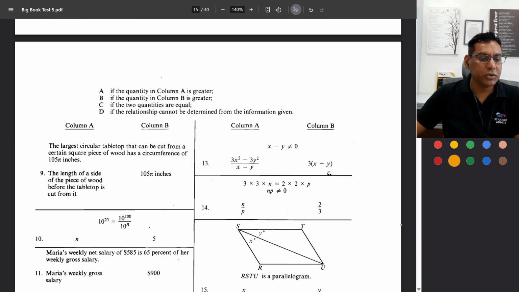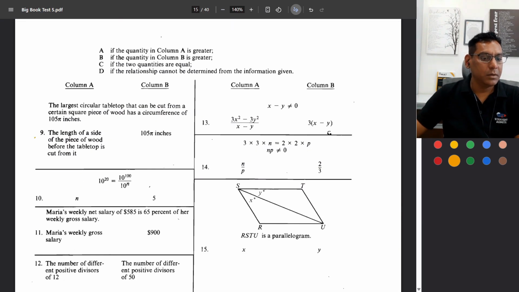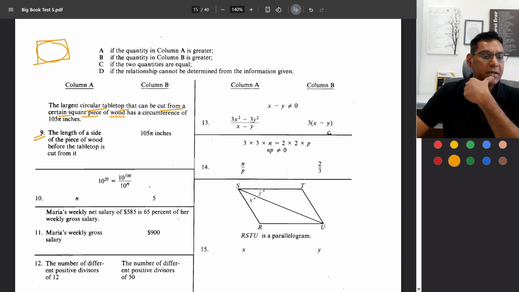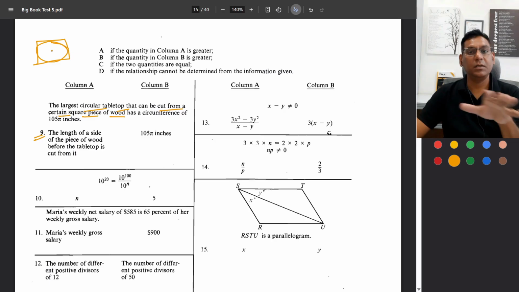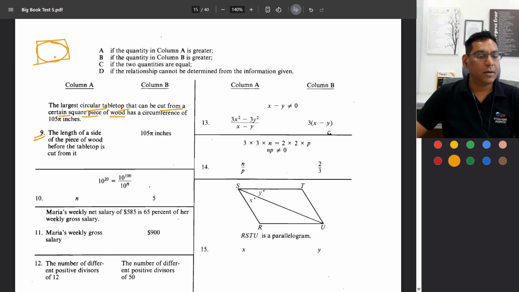Let's move on. Question number 9. The largest circular tabletop that can be cut from a certain square piece of wood. So we have a square piece of wood. I want to cut the largest tabletop. That's going to be like this, right? So the circle has to touch the sides of the square.